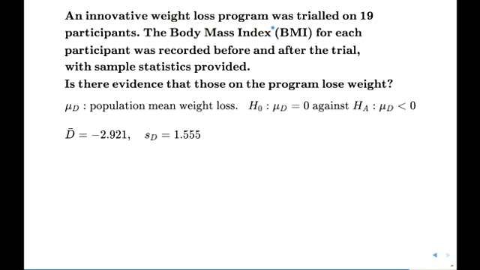All right, so let's do the test then. The D bar is minus 2.9. The standard deviation of that is 1.5. We want to do a t-test. To do a t-test, we need a standard error. The standard error calculation is basically the same one we saw earlier in the lecture. We take the standard deviation divided by the square root of n. So the standard error is 0.357 in this case.